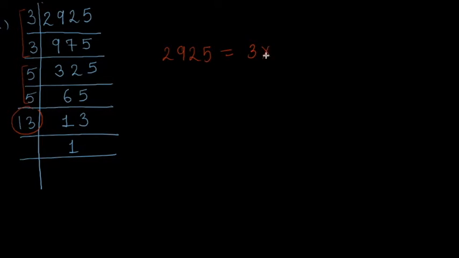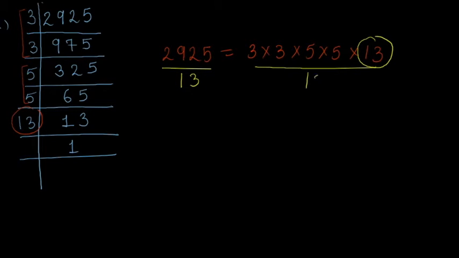Which are 3 into 3, 5 into 5 and 13, right? As we have discussed, this number 13 is an unpaired number. It means we have to divide the given number by 13 so that this is cancelled and I get a perfect square number, right? Now when you divide 2925 by 13, this will be 225. And you have to calculate the square root of the given number.